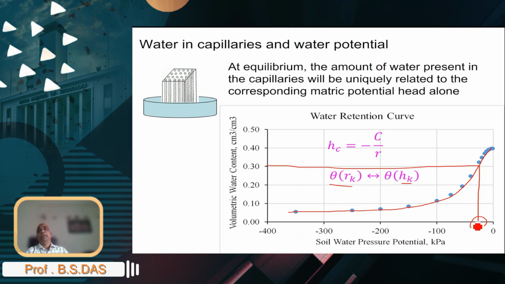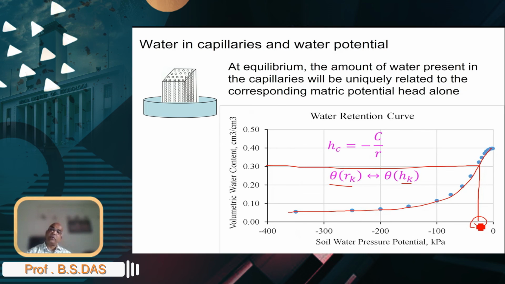So that linkage between the energy content and the content of water in soil is called the water retention characteristics. This unique relationship between water content and soil water potential head is called the water retention characteristics. And remember, when we talked about field capacity or wilting point, those related to one of the points in this water retention curve.